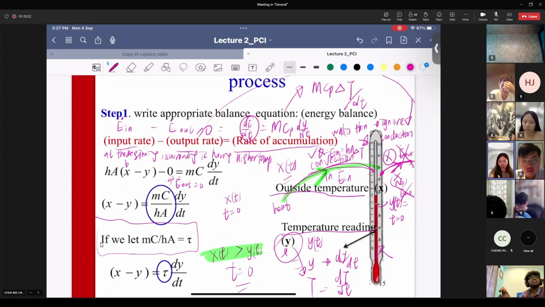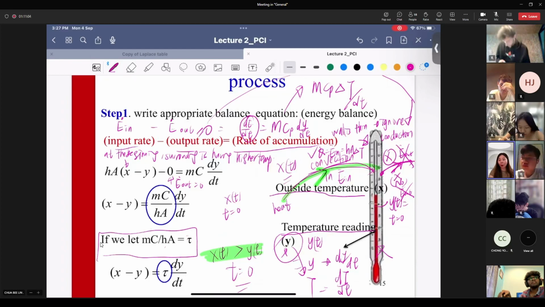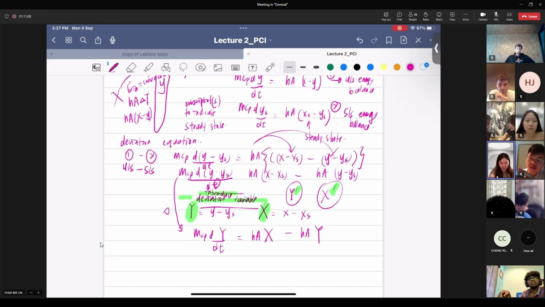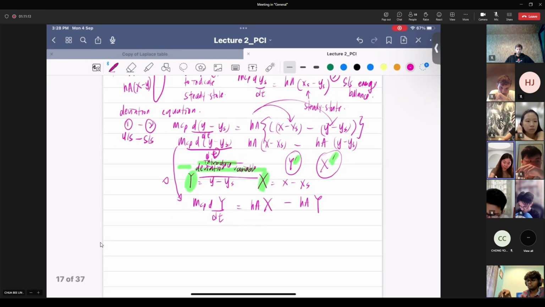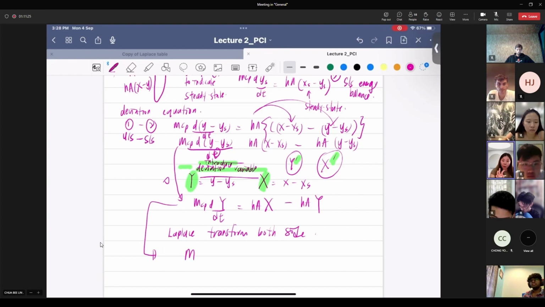I will know my tau will be MC over HA, rather than memorizing at the beginning that tau equals MC over HA. I don't want to perform this step because I don't want to memorize the tau equation. So you can proceed like this. Then what you need to do is Laplace transform both sides. So you will put Laplace transform both sides. In this case, the coefficient you don't touch.